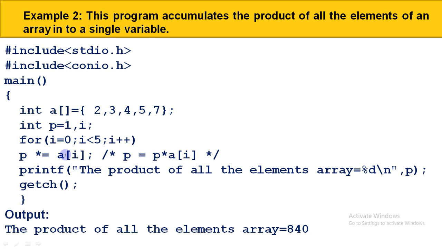p equal to p into a of I. So 1 into 2, 2 into 3, 2 into 3 into 4, like this it goes on, and the value will be accumulated and printed over here. The product of all the elements of an array is p. In this case, the product happens to be 840.